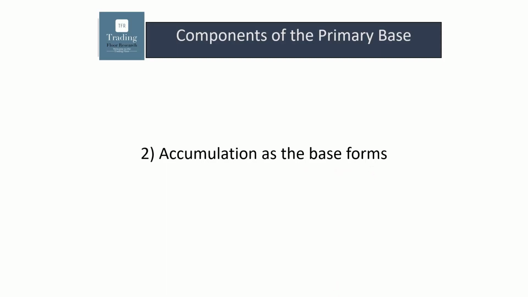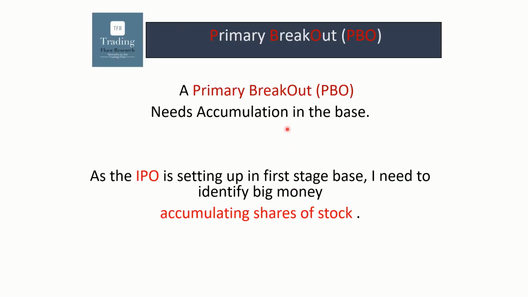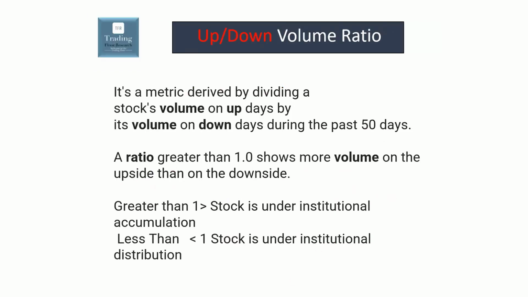So how do I see that? Well, I need to see, again, that accumulation. As the IPO is setting up in its first stage base, I need to identify that big money accumulating the stock shares. And how I do that is what's called up-down volume ratio. I'm always referring to this in my newsletter.